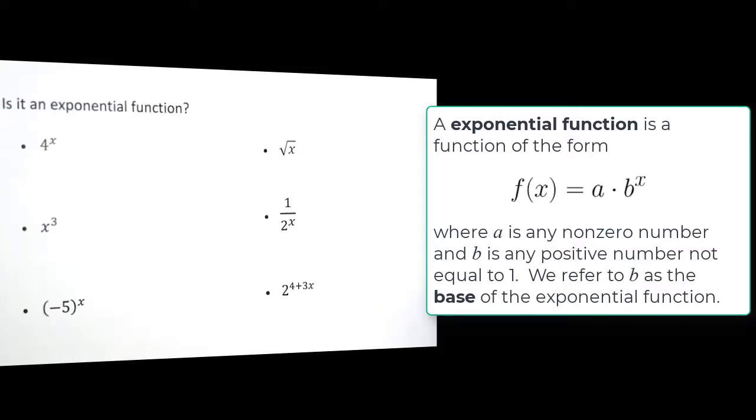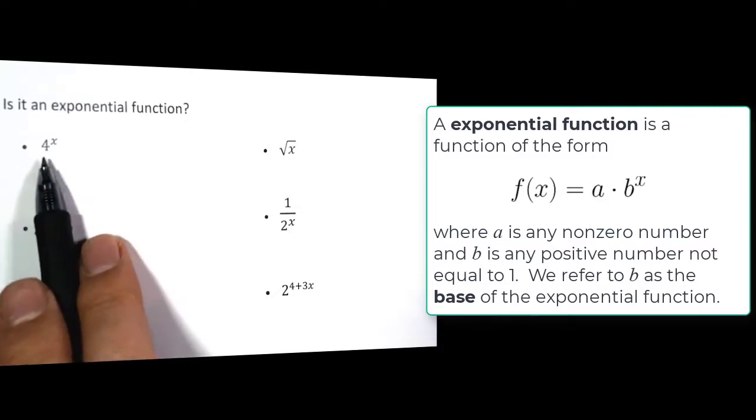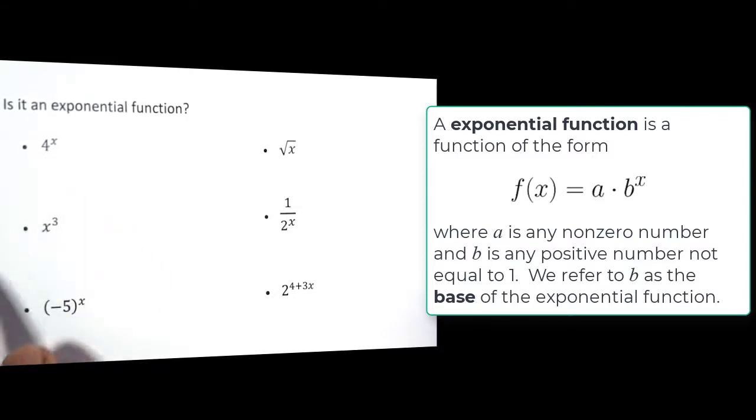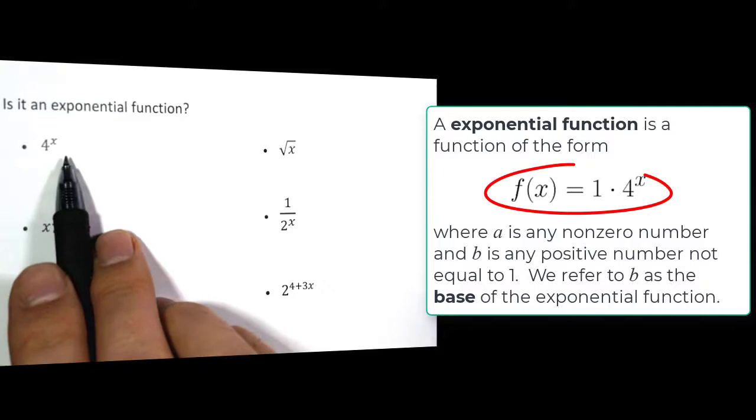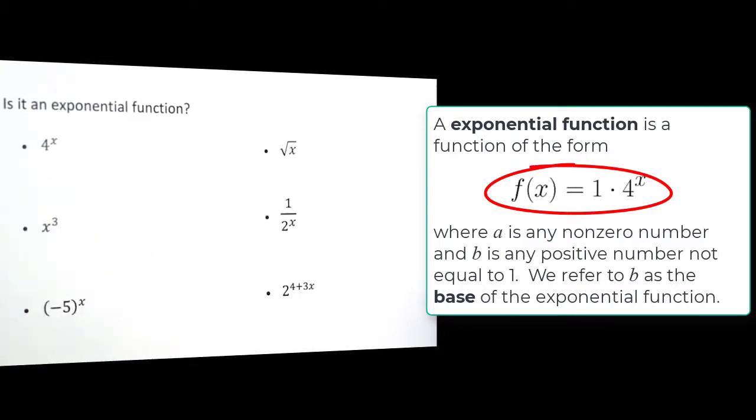Okay, so let's take a look at these and see if they meet the definition of exponential function. Let's take a look at this first one here, 4 to the x. Well, we just have to see if we can find numbers a and b so that this fits the definition. And sure enough, if I take a to be 1 and b to be 4, this is exactly matching the definition. So this is an exponential function.